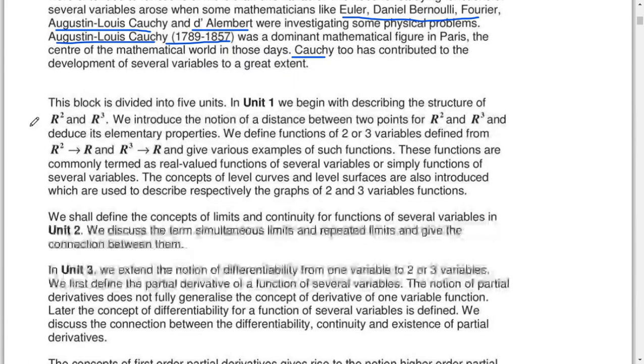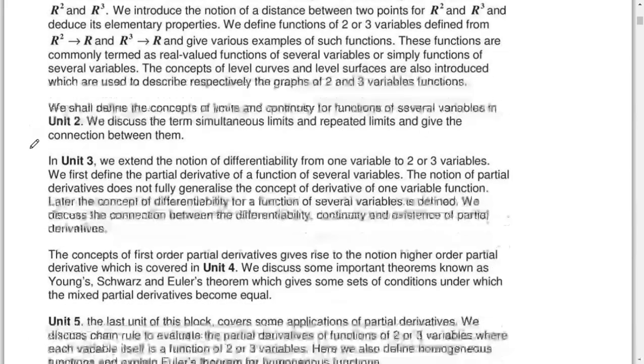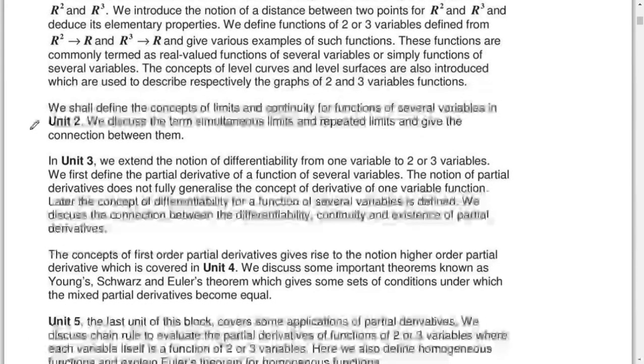These functions are commonly termed real valued functions of several variables, or simply functions of several variables. The concepts of level curves and level surfaces are also introduced, which are used to describe respectively the graphs of 2 and 3 variable functions. We shall define the concepts of limits and continuity for functions of several variables. In Unit 2, we discuss the terms simultaneous limits and repeated limits and give the connection between them.